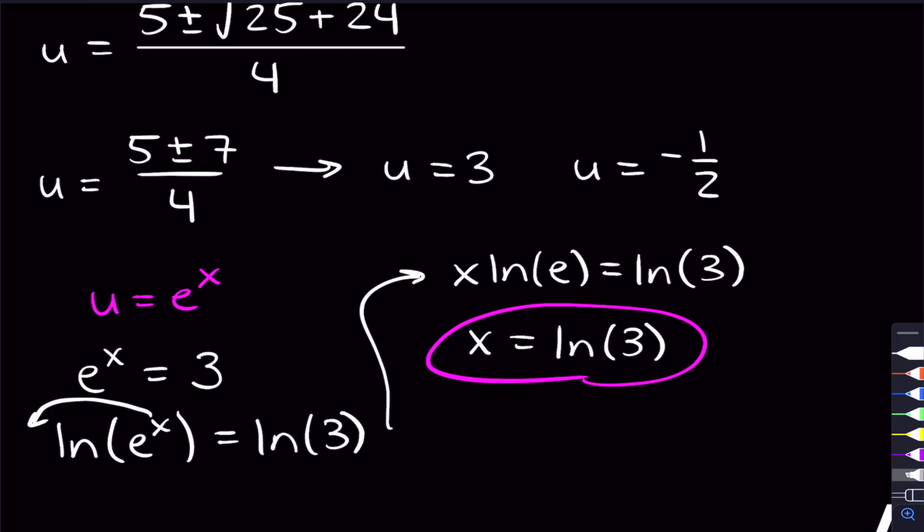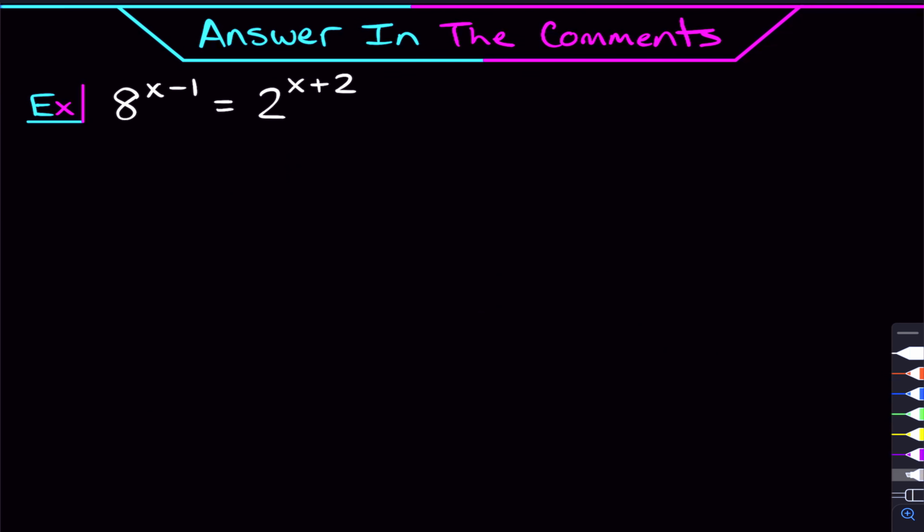And that's going to do it for the last problem. So that is exponential equations in a nutshell, and if you're feeling pretty good with all of this, then here's a problem for you to try and answer in the comments. This is a pretty quick one here. We have 8 to the x minus 1 is equal to 2 to the x plus 2. So give that problem a shot. Let me know what your answer is in the comments.